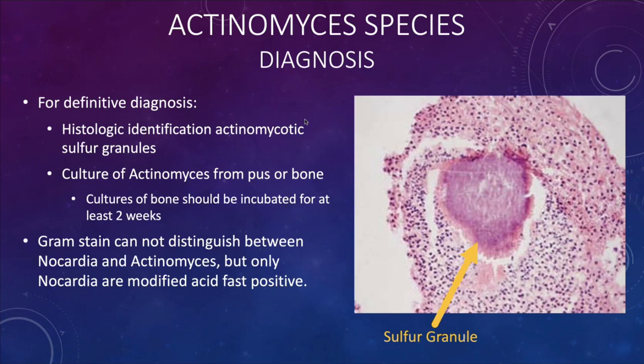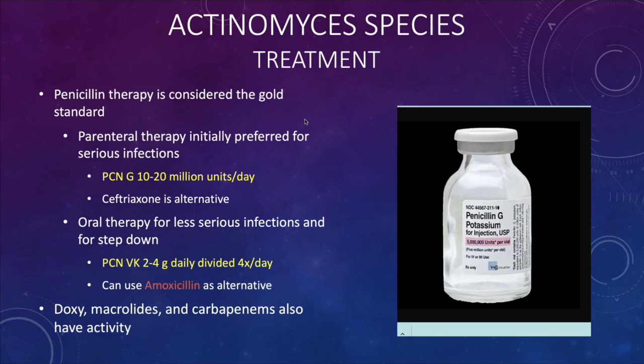Remember that your modified acid fast stain isn't really helpful, right? Because these are modified acid fast stain negative. Only Nocardia is modified acid fast stain positive. And Gram stain, of course, can't distinguish between these. And I mentioned that repeatedly because if there's one thing you remember about this, I hope you remember that because I mentioned it multiple times.